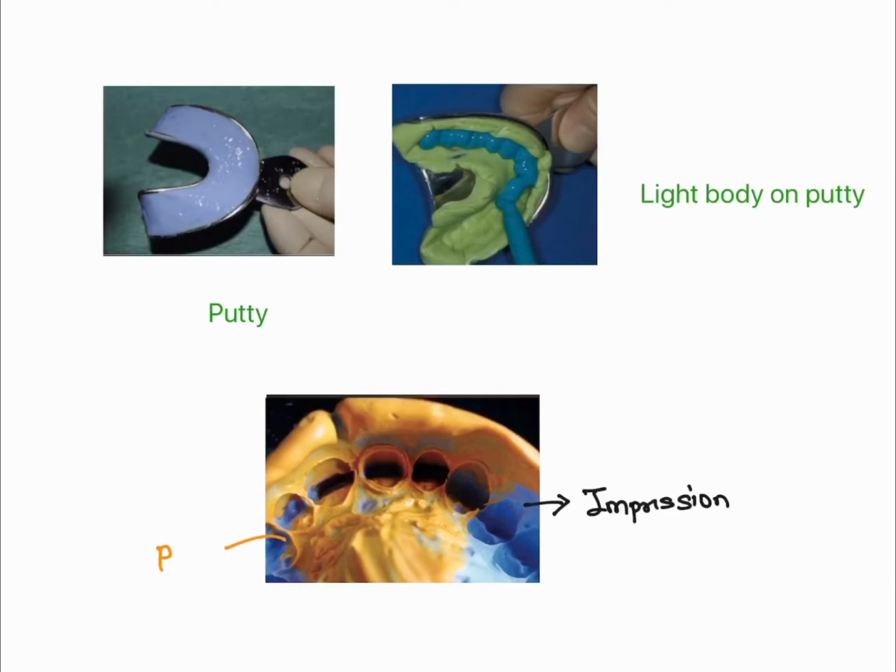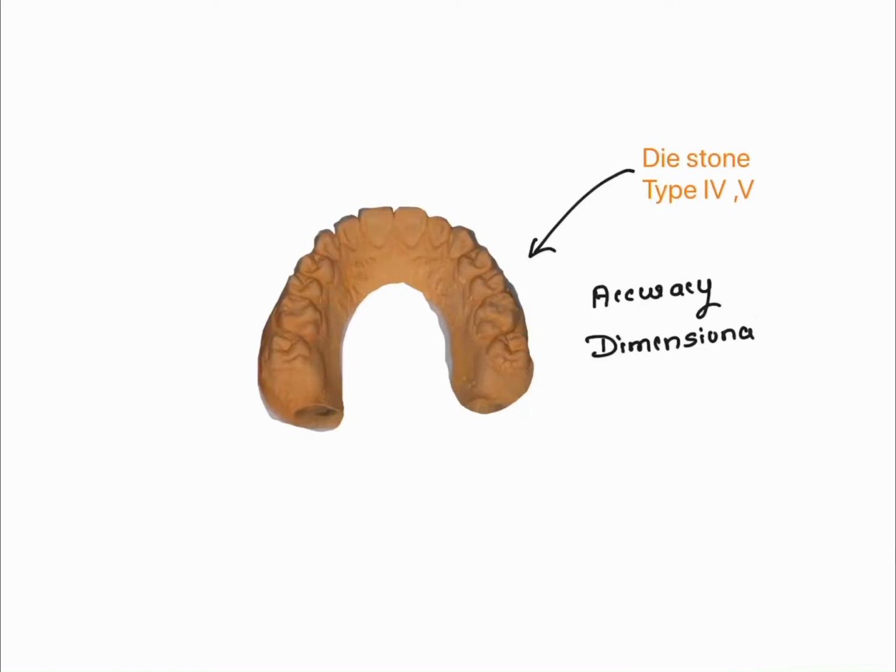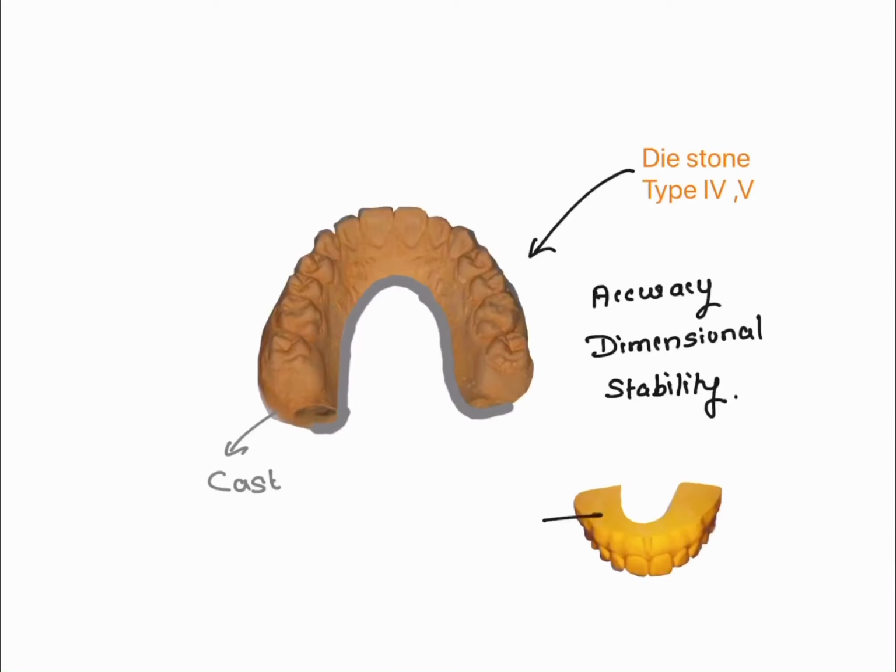Now we need to pour this impression. For pouring the impression, we will use die stone, type 4 and type 5, with high strength and high expansion. Other materials can also be used, but die stone is more preferred because of accuracy as well as dimensional stability. After pouring, you will get this cast. Trim the cast and make it smooth. Base of the cast must also be flattened.